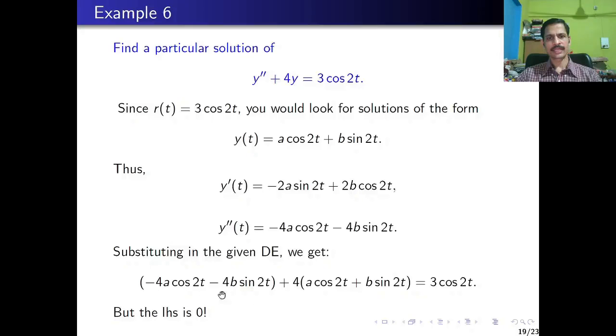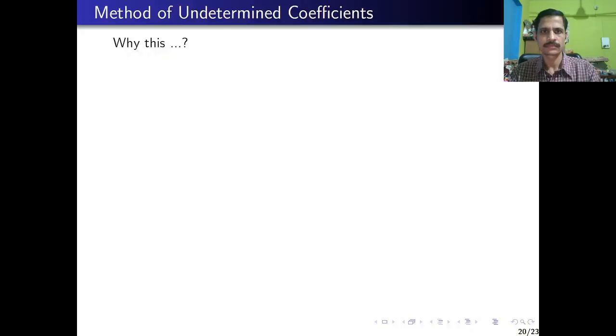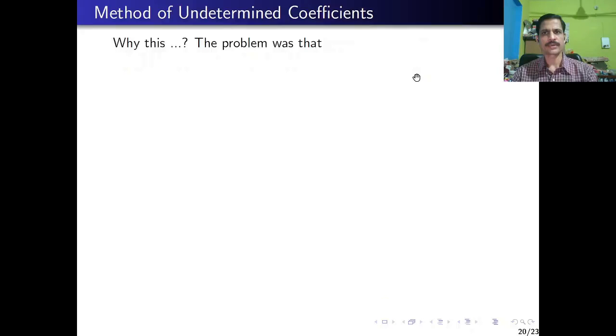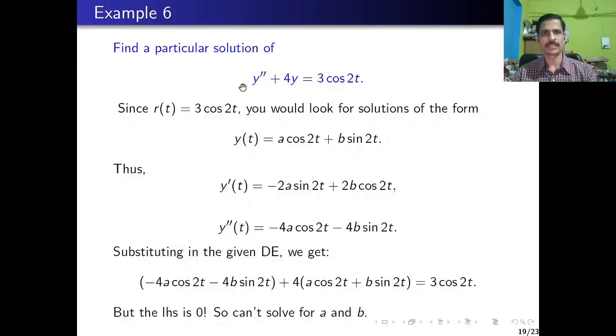We get the left hand side to be equal to 0, whereas the right hand side is not equal to 0. So we are not able to determine the values of a and b. So undetermined coefficient method is not working. Can you guess what is the reason? The reason is that sin 2t and cos 2t are also solutions of the associated homogeneous ODE y double prime plus 4y is equal to 0. See, that would be the homogeneous ODE or this non-homogeneous ODE.